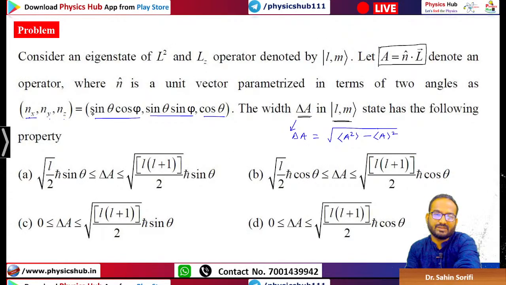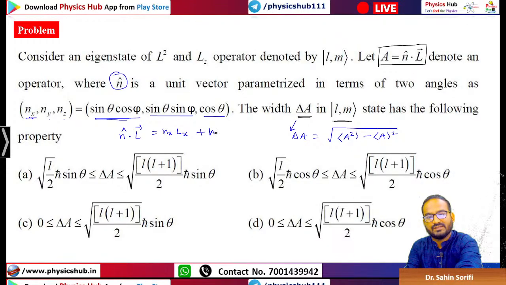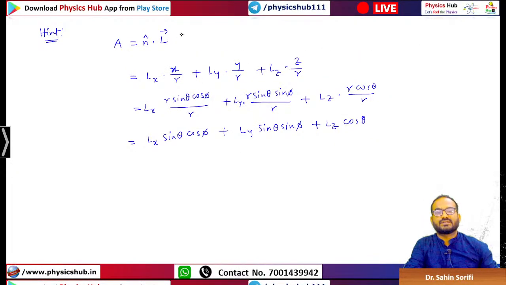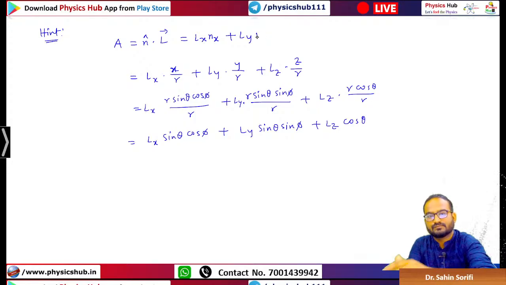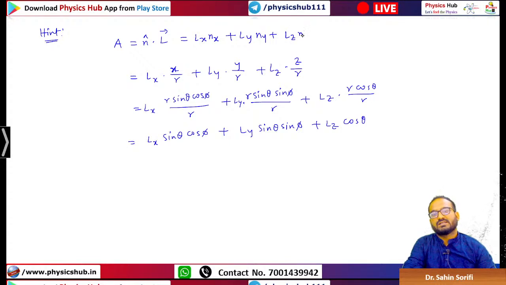We could have directly written it because it is already given that n cap is a unit vector and it has the components like this. So it is like n cap dot L, it is like nx Lx plus ny Ly plus nz Lz. Right. You can also write it here, like nx Lx or Lx nx, whatever you write, Ly ny, Lz nz. So we have just tried to explain. You can directly write this fourth line from the first line, but we have just shown you how it is coming.